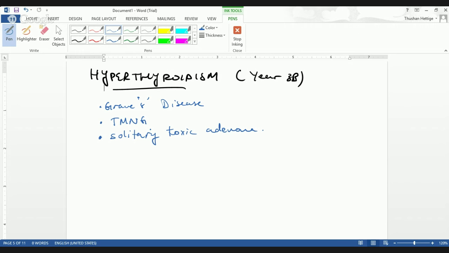So struma ovarii. There's also, you can have a pituitary tumor that secretes TSH. So a TSHoma, rare. And a follicular carcinoma of the thyroid can also theoretically be a functioning one and release thyroxine. With me so far? Okay, now moving on. So those are the different causes of hypothyroidism.